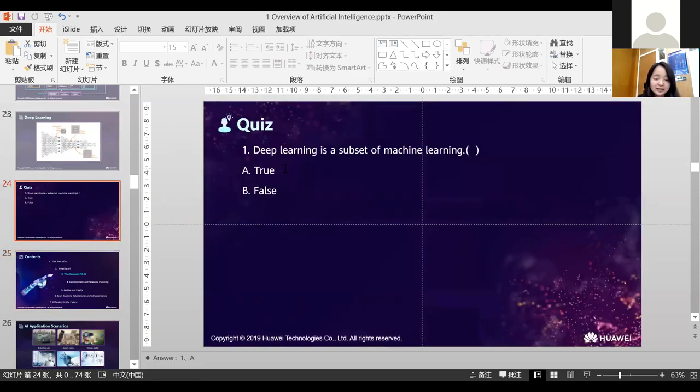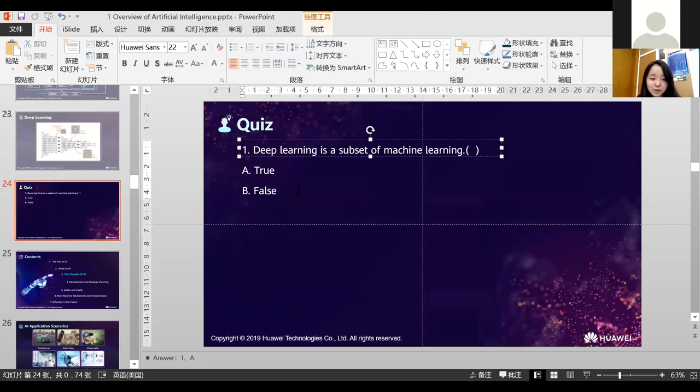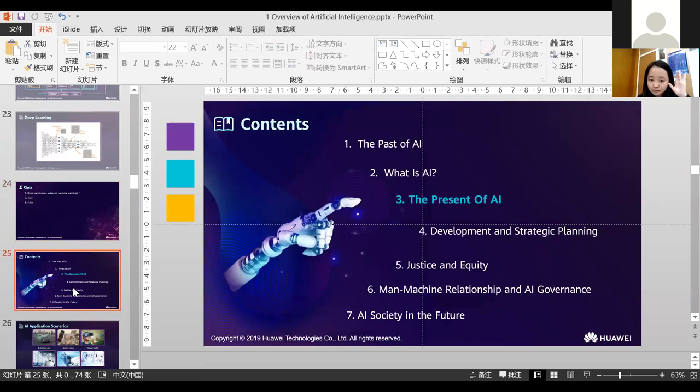So here is a very, very easy question. Deep learning is a subtopic of machine learning, true or false? Of course, true. Okay, true. Yes. And then we will talk about the present of AI, how AI looks like.